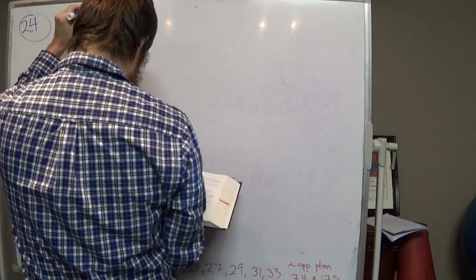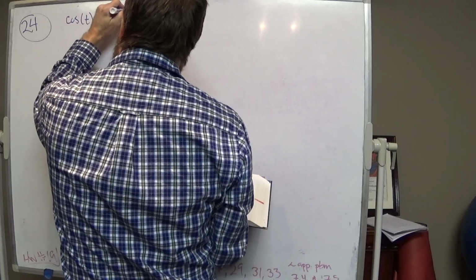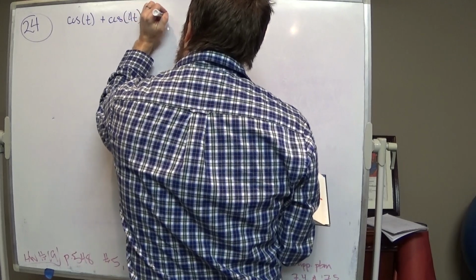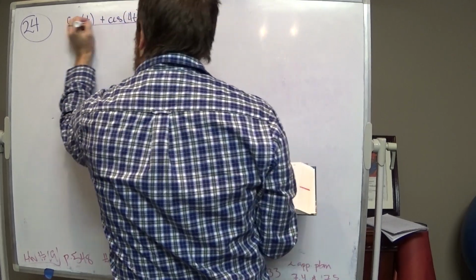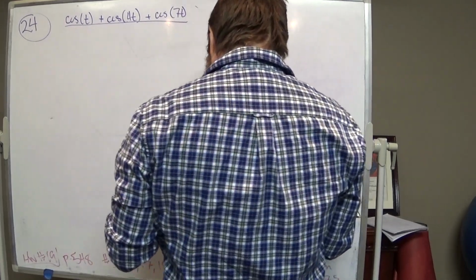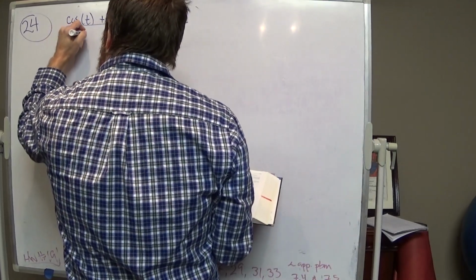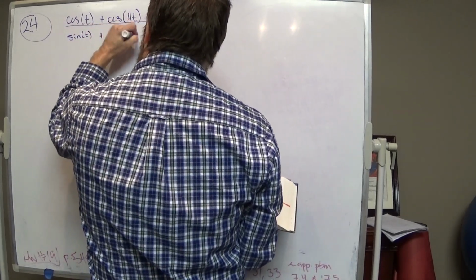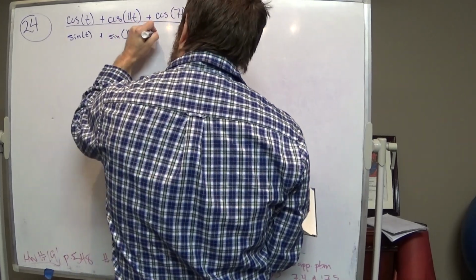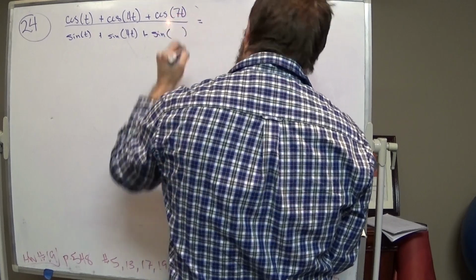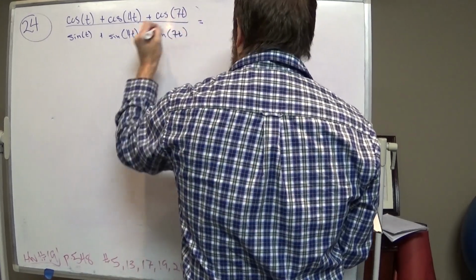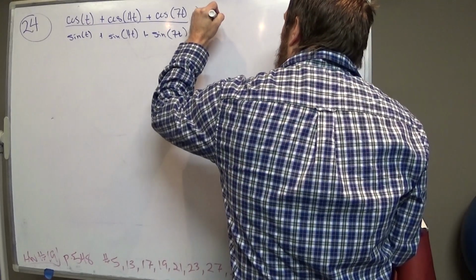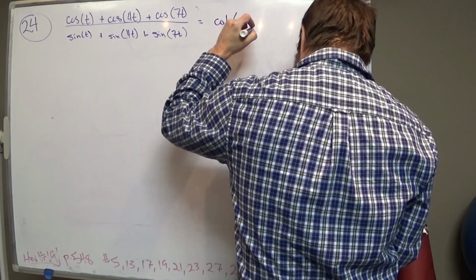Cosine T plus cosine 4T plus cosine 7T over sine T plus sine 4T plus, can you guess? Sine 7T. Okay, yeah. Because if it wasn't, my intuition tells me we would be in for a really rough ride. That's equal to cotan 4T.